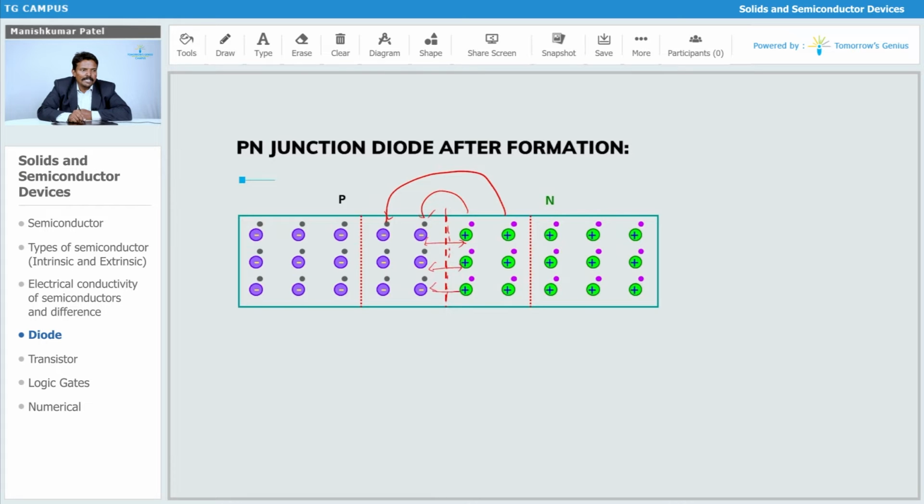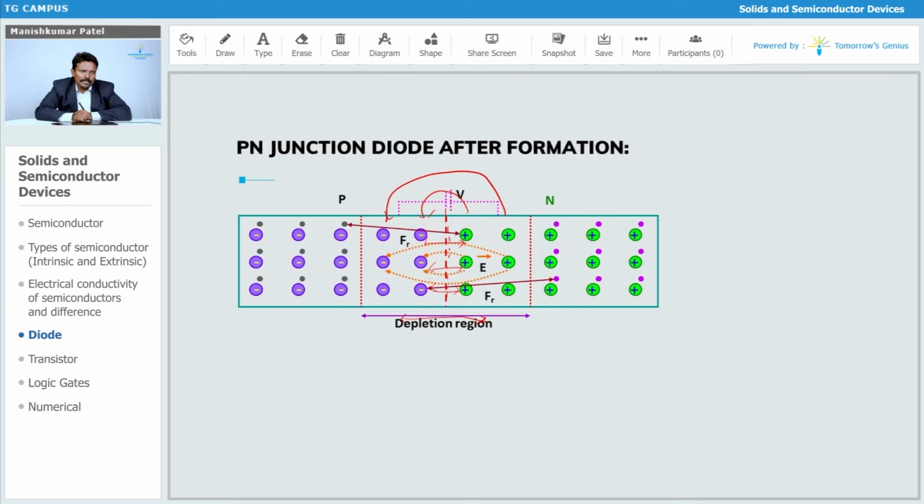That will create the electric field, and at the same time this region is depleted of free charges. There are no free charges available within that certain boundary of the junction of the diode. So this is called the depletion region. It is depleted of free charge carriers, and at the same time some potential barrier has been created. That is what we call the potential barrier.